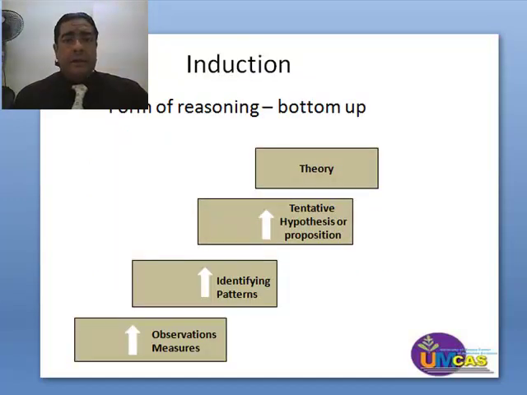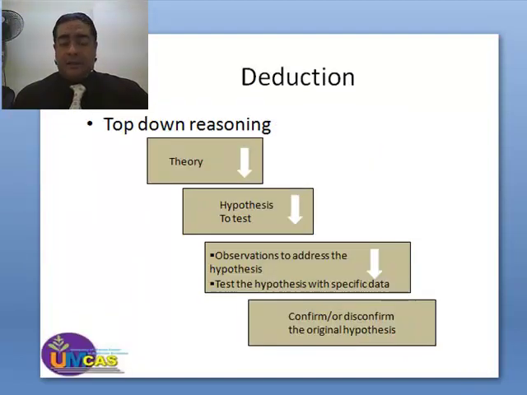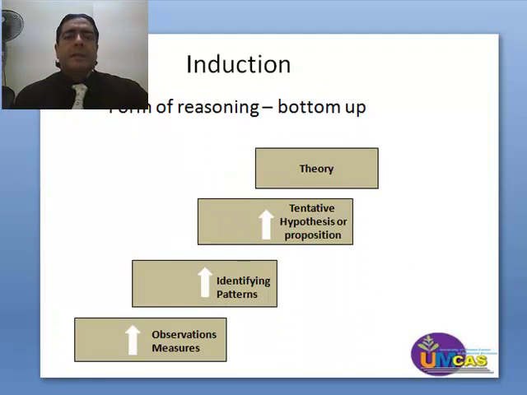As I mentioned earlier, we have two types of research questions: inductive research questions and deductive research questions. Induction is a form of reasoning from bottom to up. The observation or measures is the first step. The second step is identifying patterns, and after that, a tentative hypothesis or proposition, and finally we come to the theory.